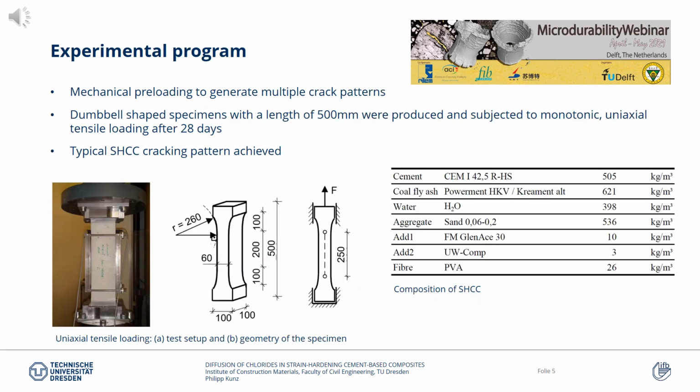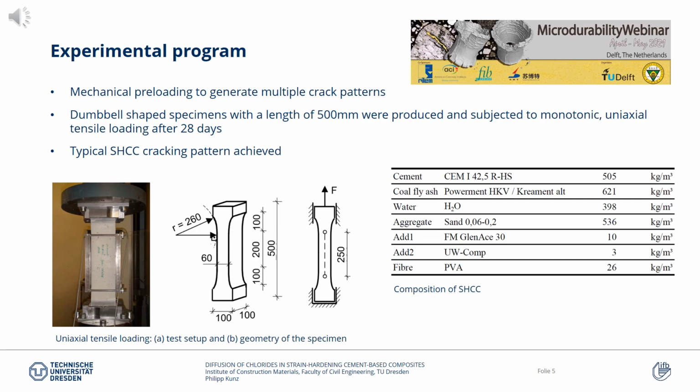Coming now to the experimental program. The experiments were in principle based on mechanical preloading to generate multiple crack patterns. For this purpose, dumbbell-shaped specimens, as shown below on the left side, with a length of 500 mm and an investigation length of 200 mm, while having a cross-section in that area of 60 × 100 mm, were produced and subjected to monotonic uniaxial tensile loading. That happens usually after 28 days in order to achieve the typical SHCC cracking pattern.